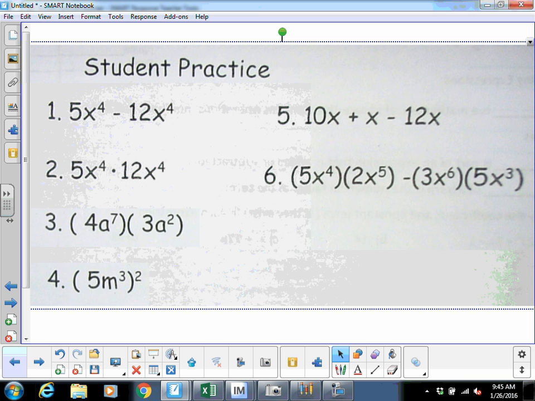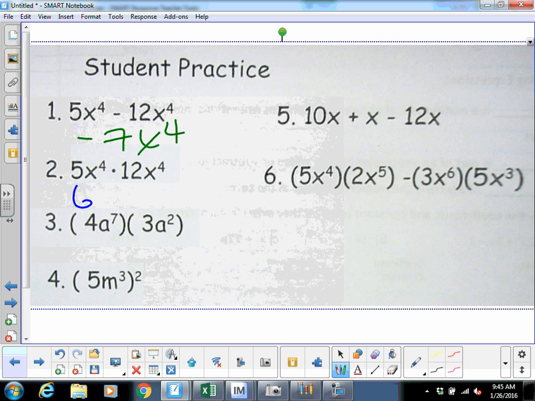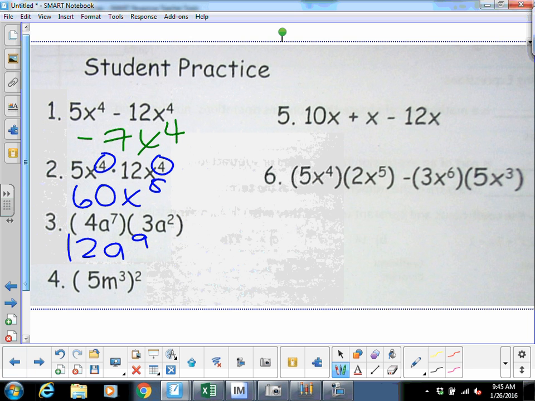All right, what you got for number 1? Okay, it's an add or subtract one, so it is just negative 7x to the 4th. All right, number 2, what are we doing? Multiply. What's 5 times 12? 60x to the 8, because we add our exponents. All right, number 3 is also a multiply. So we're going to multiply 4 times 3. 12a to the 9th.